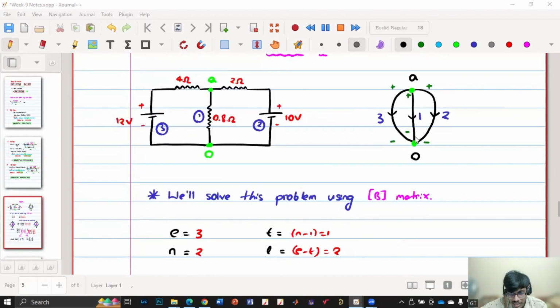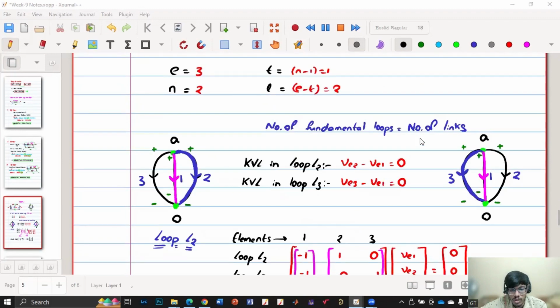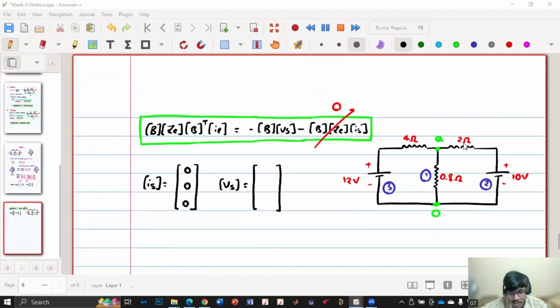If you consider this, plus is on the top, minus is on the bottom, and current is flowing from top to bottom. So if you consider the same thing, plus is on the top, minus is on the bottom. So plus here, minus here, plus here, minus here. So current is flowing in what direction? Current is flowing in this direction.